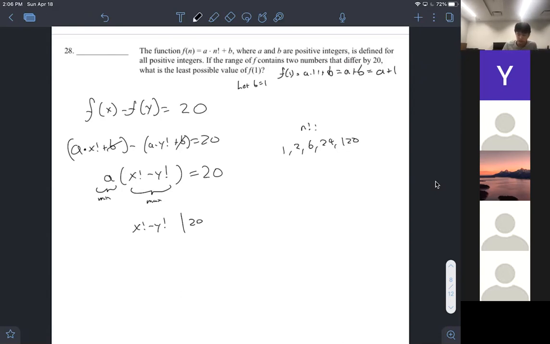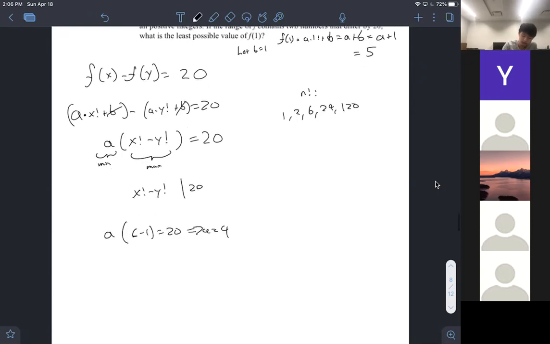So can we have x factorial minus y factorial equal 20? No, unfortunately not. What about x factorial minus y factorial equals 10? Also impossible. Third largest would be x factorial minus y factorial equals 5. And that's actually possible. So we take x factorial minus y factorial equals 5: 3 factorial minus 1 factorial equals 5. So we have that a times (6 minus 1) equals 20, which means that a equals 4. And so f of 1 equals 5.